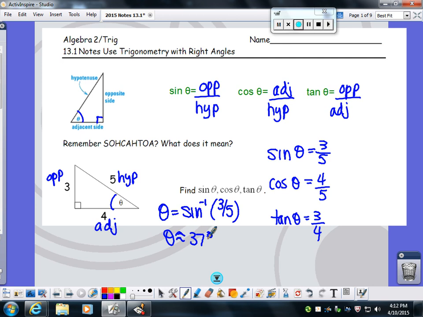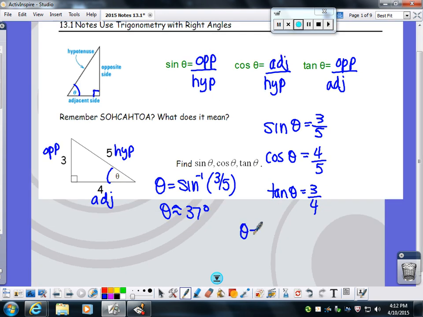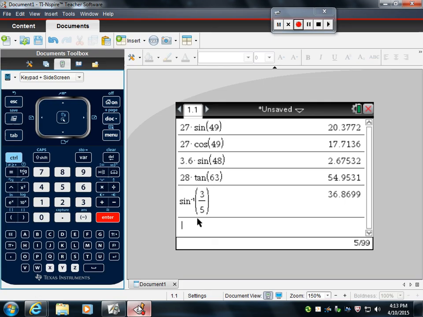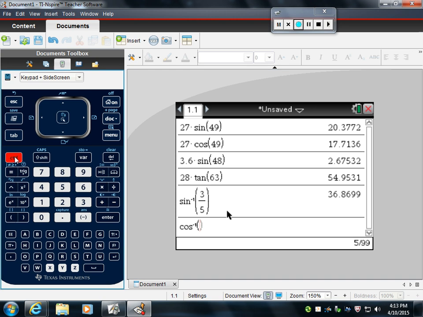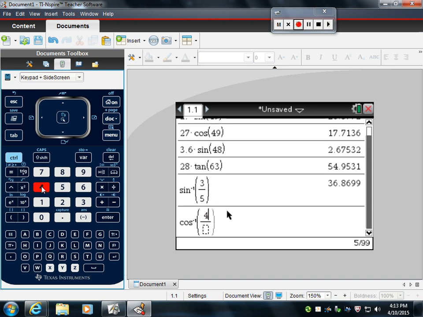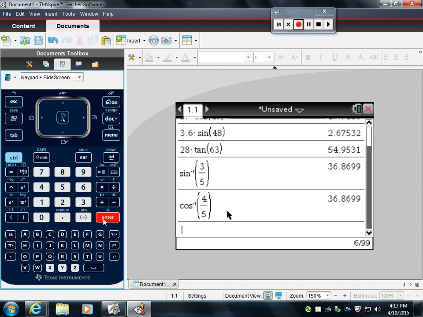Now we can see it doesn't matter which trig ratio we use. Let's do the same thing with cosine or tangent of theta. Doesn't matter which one, we should always get 37 degrees for that theta. So let's make sure. Hopefully, like I said, don't always believe what you're told. You want to see it. So theta is equal to the inverse cosine of 4 over 5. So let's put that in the calculator. So inverse cosine, and we want that fraction again, of 4 over 5. And here again, see, we're getting the exact same angle.